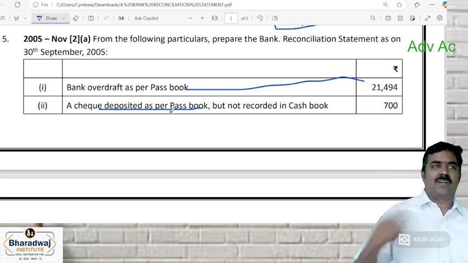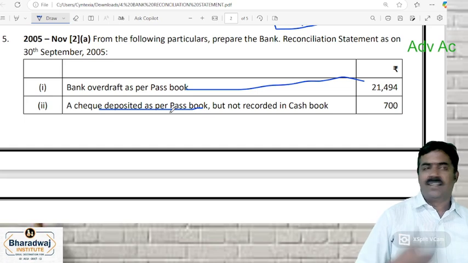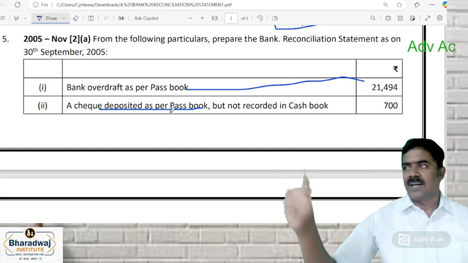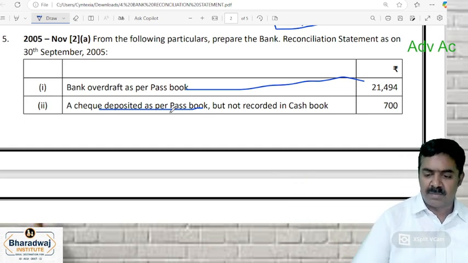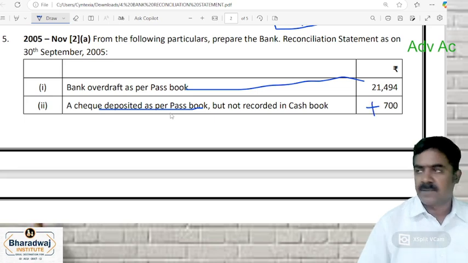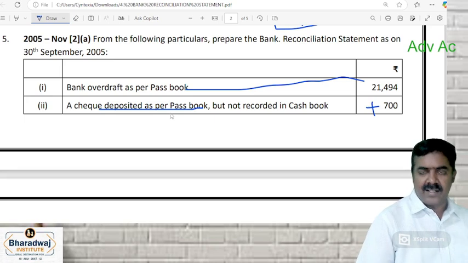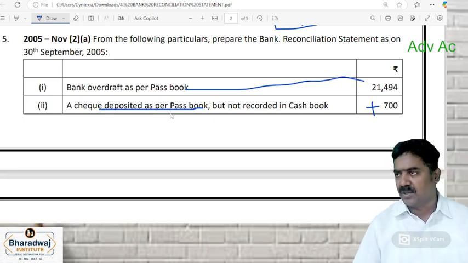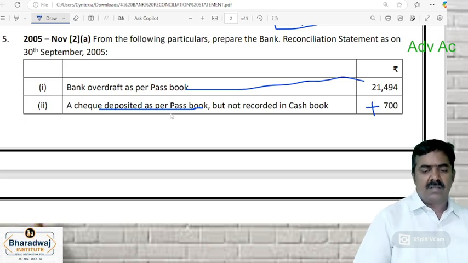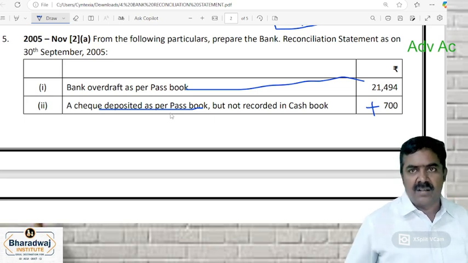Not in the cash book, but in the passbook the check deposit is there. So what would the banker have done? Banker would have added. Customer did not add. What to do? Minus, but OD starting by plus. Banker we added. Customer has not added. We should actually reduce it. But OD starting point, we add back.